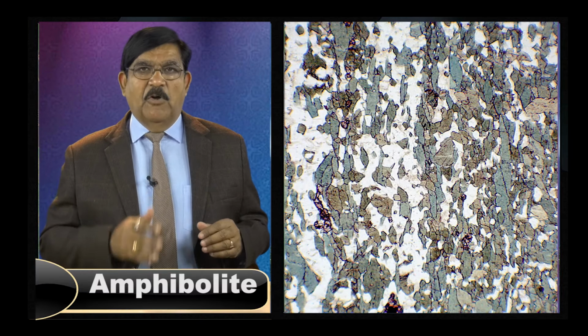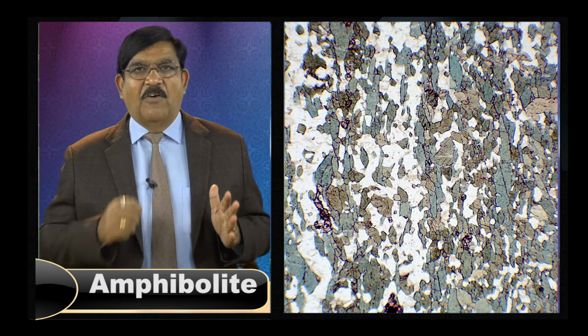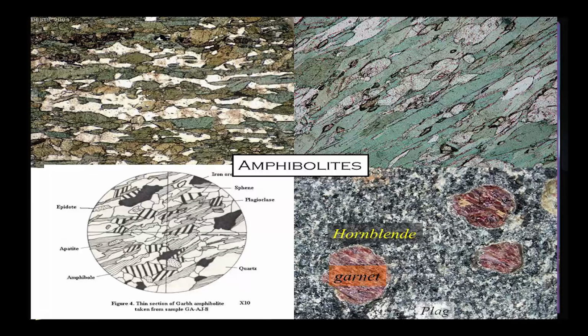charnockites. Amphibolite is a dark colored rock composed principally of hornblende and plagioclase, usually with quartz and epidote. Foliation due to alignment of amphibole prisms is less conspicuous than in schist. The qualification ortho and para suggests its derivation from igneous or sedimentary rocks.